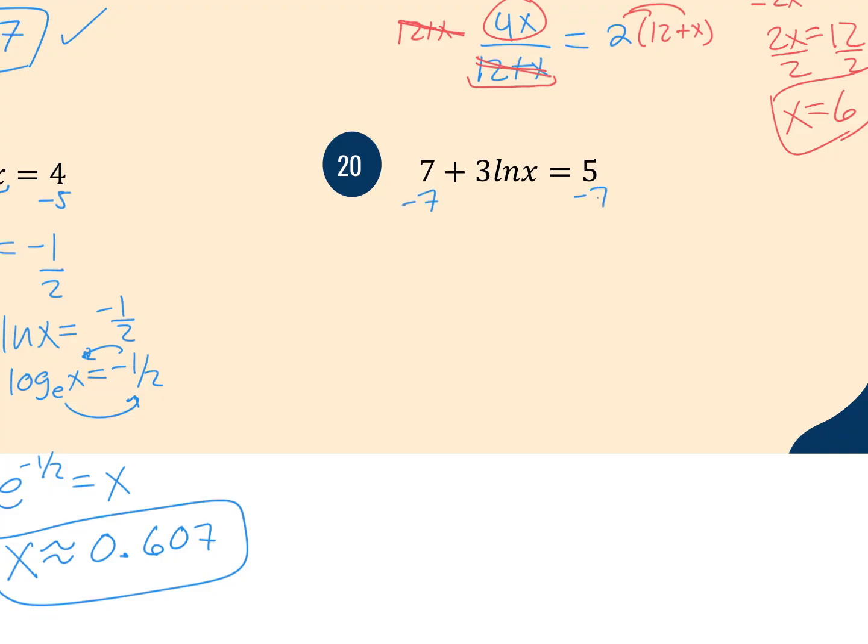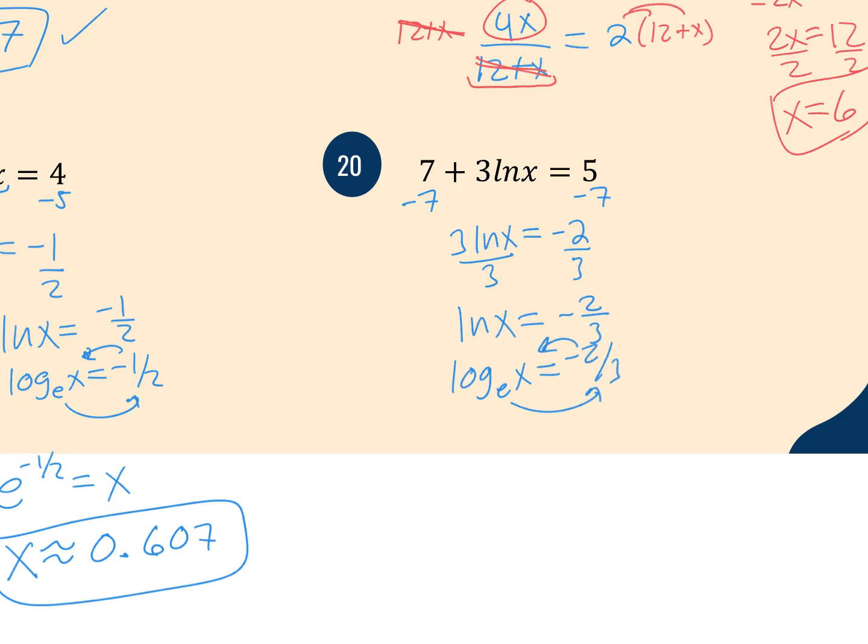All right, let's subtract 7 on both sides. We get 3 ln of x equals -2. You would divide both sides by 3, and then you get ln of x equals -2/3. All right, and then just like before, you can turn this into log base e of x equals -2/3, and then you would convert it to exponential. So then you would get x equals e to the -2/3.